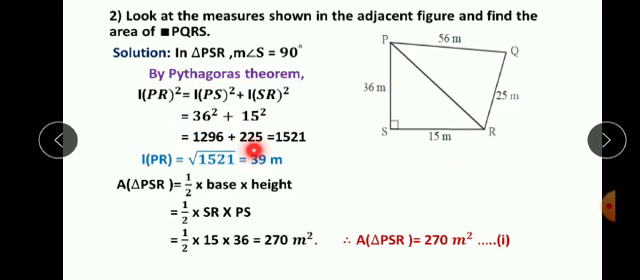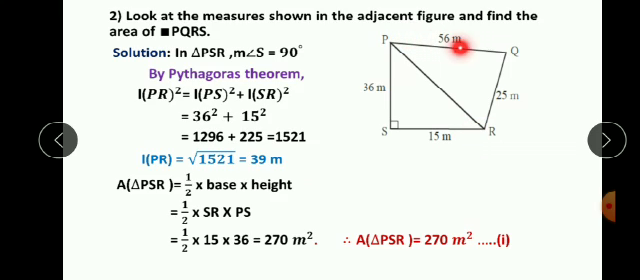1296 plus 225 is equal to 1521. So length PR squared is 1521. So what is length PR? Length PR is under root 1521, that is equal to 39 meter. Okay, so we now get length PR.